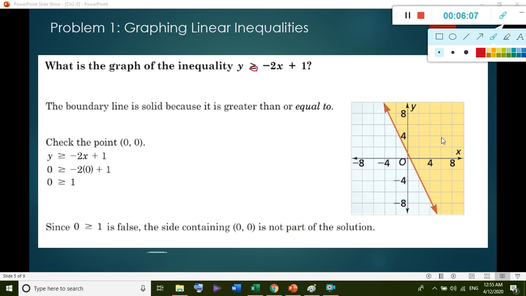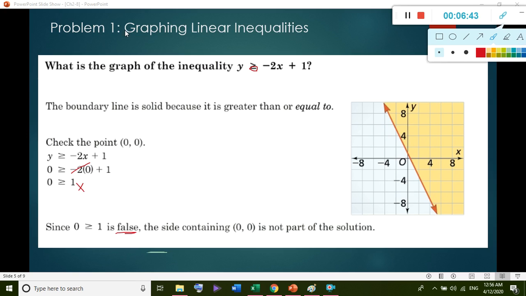Now we're going to check whether to shade this half or this half. So we're going to substitute 0, 0 into the equation. We're going to substitute 0 here and 0 here. -2 times 0 is 0. So 0 greater than or equal to 1. Is this correct? False. Because 0 is not greater than 1, and 0 is not equal to 1. So this is false. The side containing 0, 0 is not part of the solution, so we're going to go for the other part to shade it.